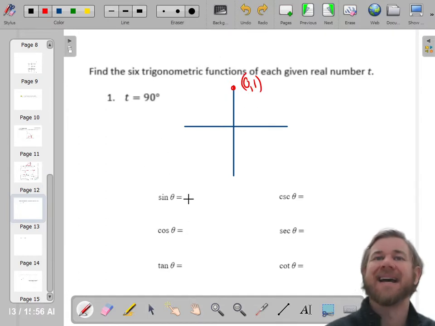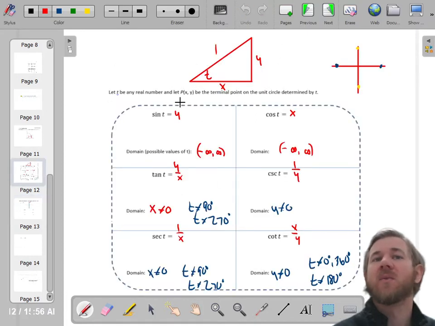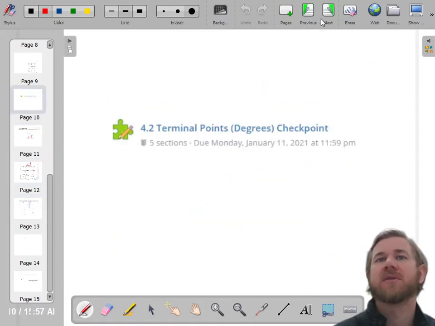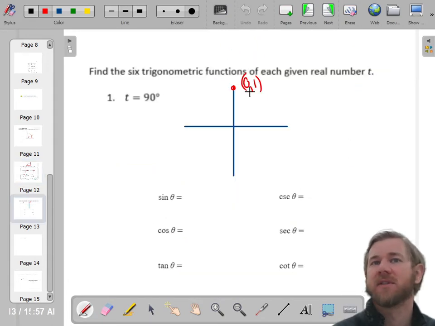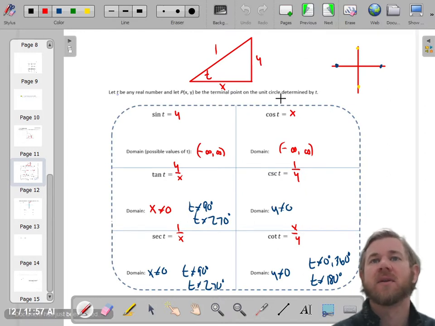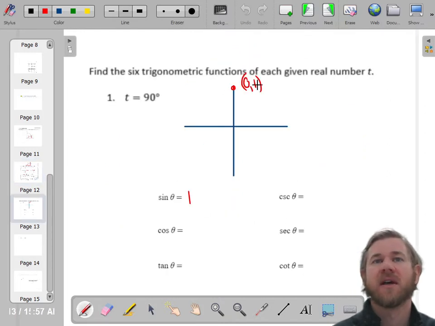So what's the sine? Remember, sine is the y-coordinate. So if I say what's the y-coordinate, the y-coordinate is 1. Cosine is the x-coordinate. So what's the cosine of theta, or t in this case? 0. Cosine is the x.